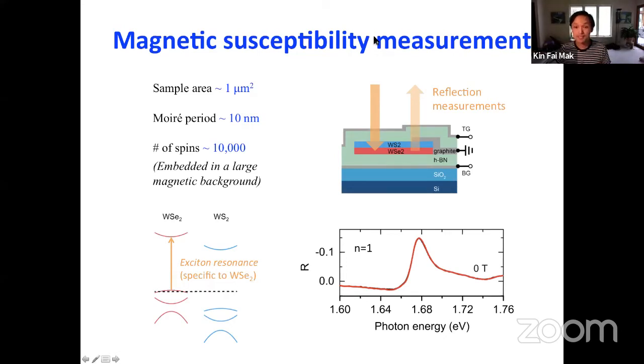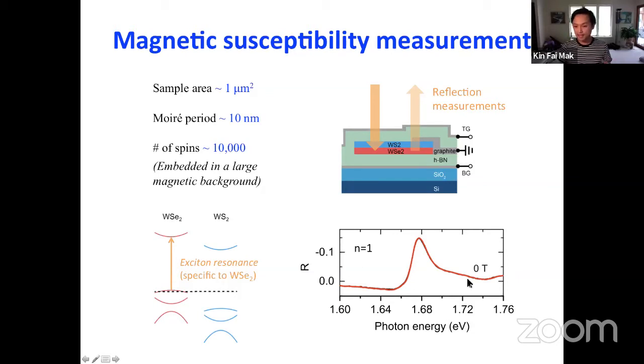The experiment is rather simple. We shine broadband radiation into the material, and we record its reflection contrast spectrum. Here is a typical reflection contrast spectrum in this Moiré superlattice structure. There's a clear peak located at about 1.68 eV. That's the exciton peak belonging to the WSe2 layer that I talked about. And this is at a specific filling factor equal to 1.